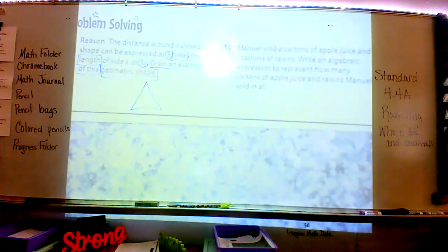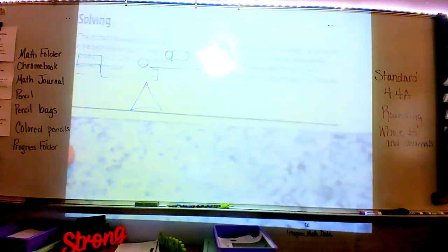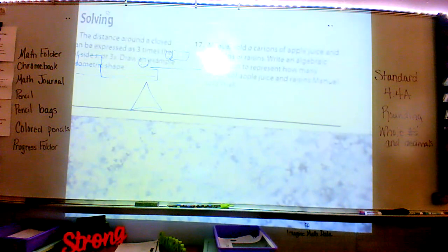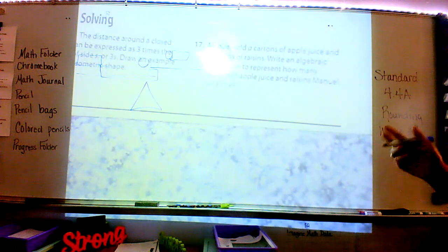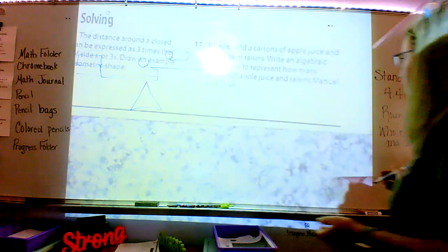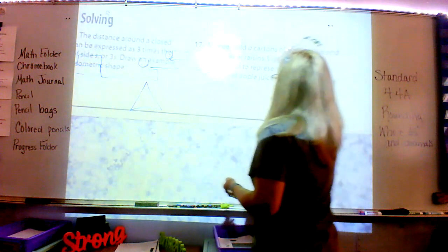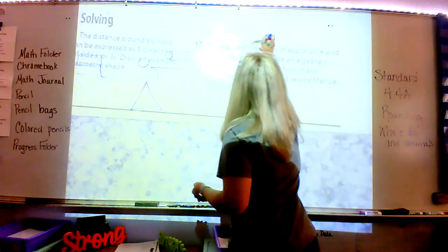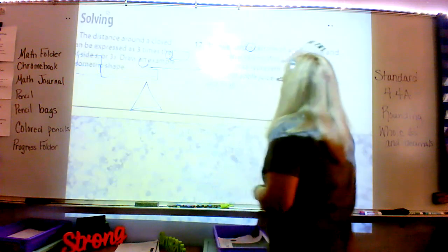Manuel sold a cartons of raisins. Write an algebraic expression to represent how many cartons of apple juice and raisins Manuel sold in all. So do we have any key numbers yet? No, no key numbers, right? But we do have variables. What are our variables? R and A. Okay. R for what? Raisins. A for what? Apple. Apples.